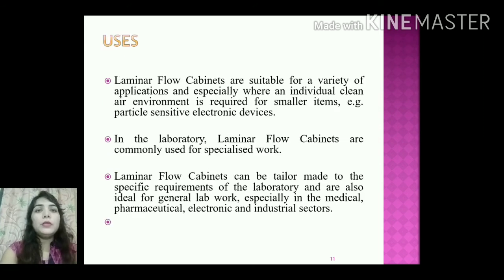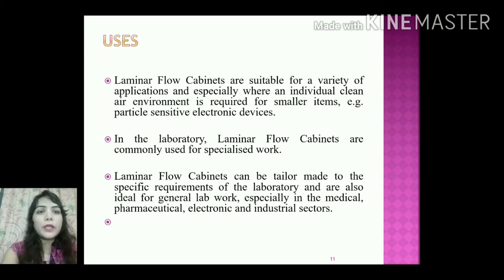Now, uses of laminar airflow. Laminar flow cabinets are suitable for a variety of applications and especially where an individual clean air environment is required for smaller items, for example, particle sensitive electronic devices. In the laboratory, laminar flow cabinets are commonly used for specialized work.